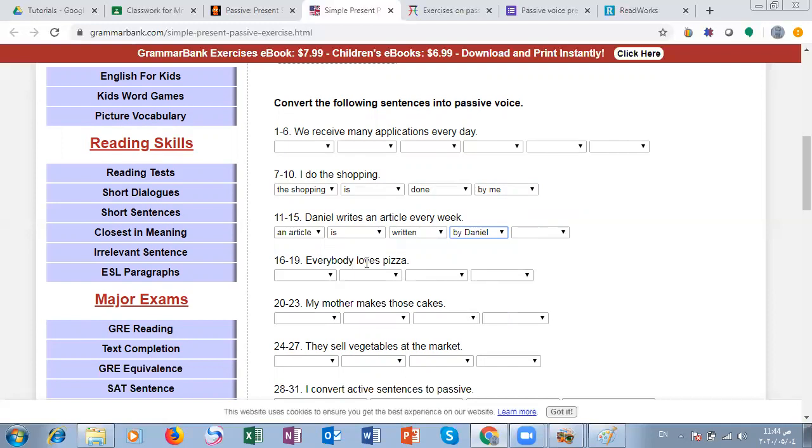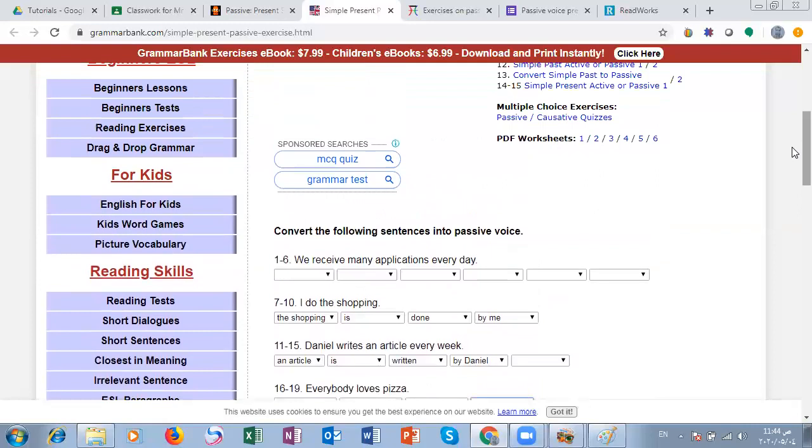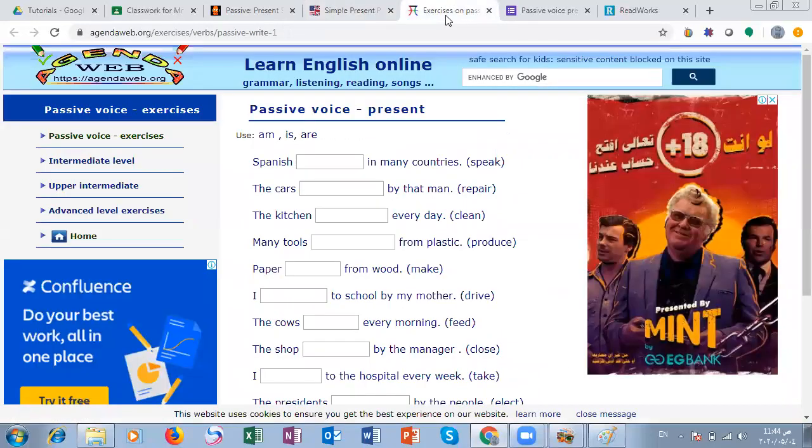Everybody loves pizza. What's the object here? Pizza. What's the verb to be? Is. What's the past participle of love? Loved by everyone. Okay. So you have to do this task like that. In the second link, you have to write the passive form for these sentences.